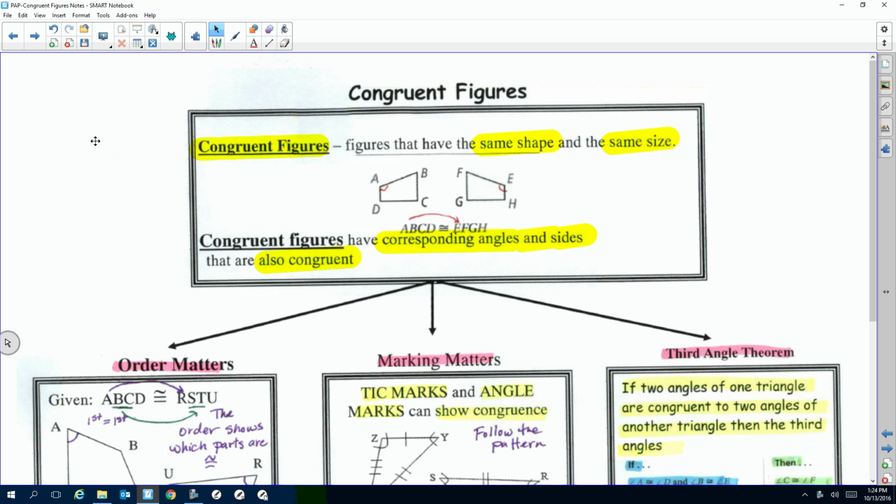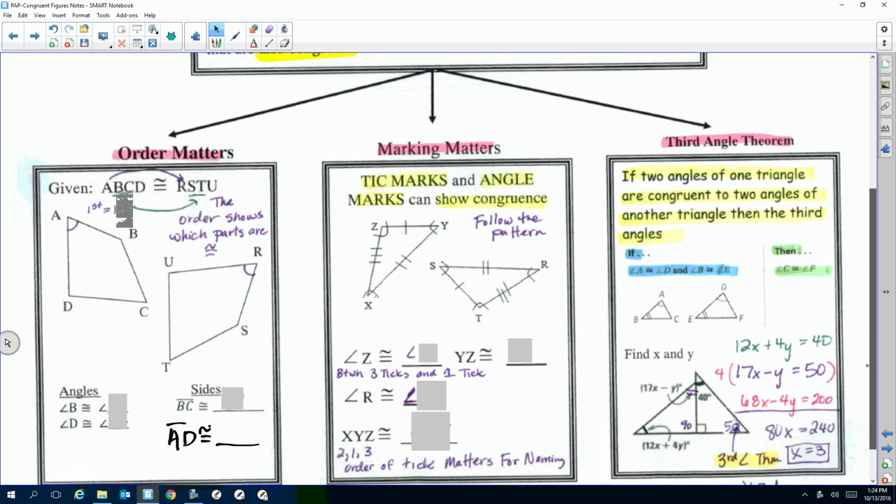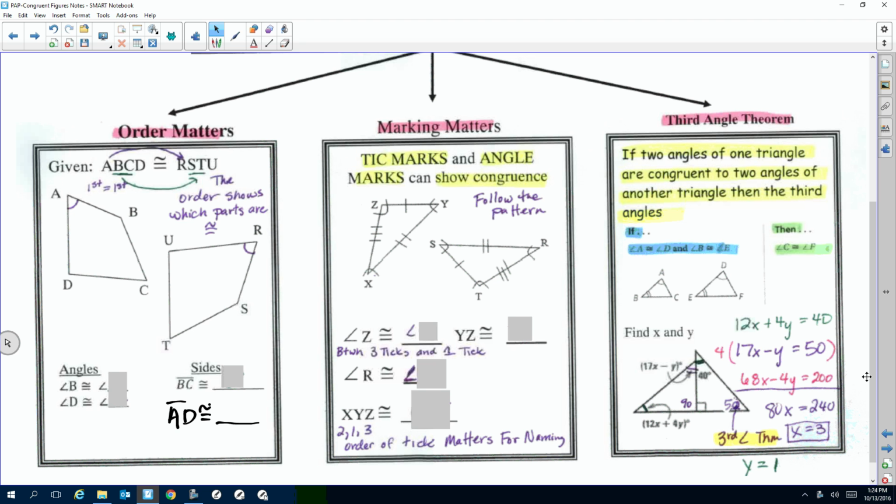All right, if it's a congruent figure, you have to have the same shape and size. Markings matter. So there's three things you need to be able to identify to problem solve with congruent figures. One, the order matters, meaning you have a congruency statement. That means you see that symbol. The order of the letters tells me which parts correspond to each other and would be congruent.